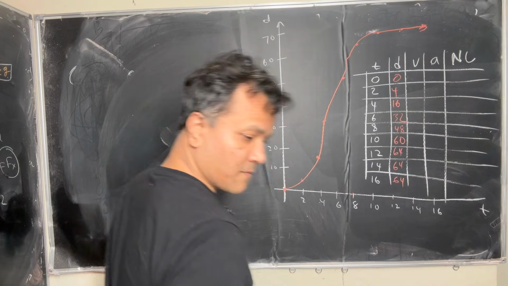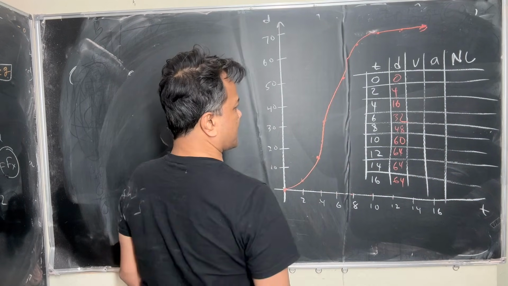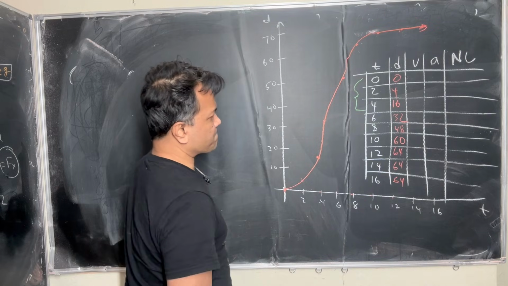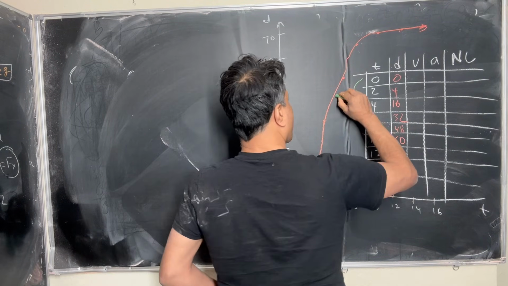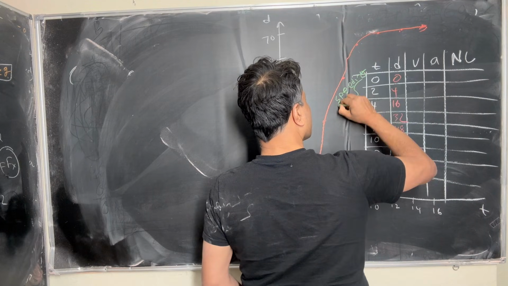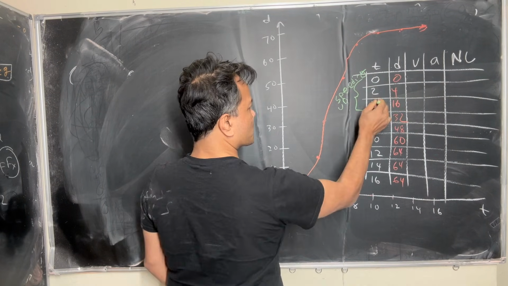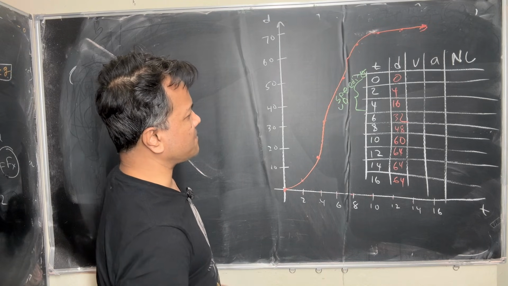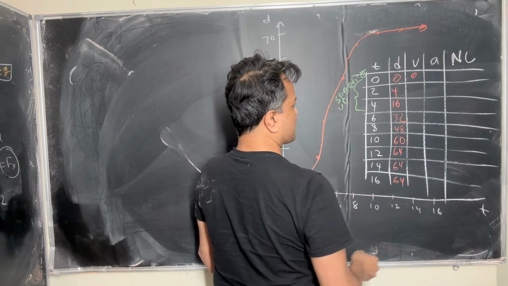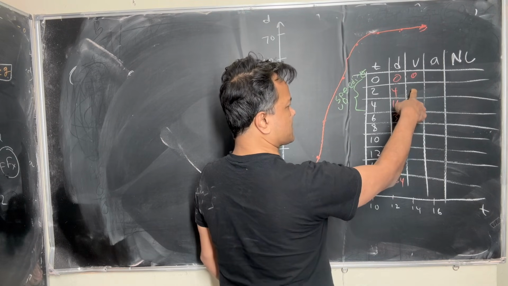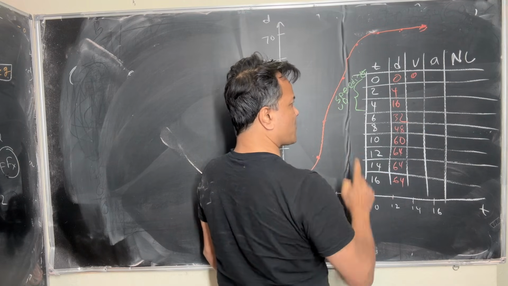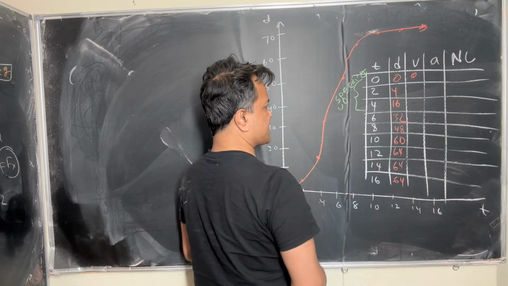Looking at the graph, what I notice is that from 0 to 4 seconds it is speeding up. As you see, 0 to 4 seconds is speeding up. What does that mean? Here velocity is 0. Here velocity is not 0. Here velocity is not 0. So it's speeding up, so we have to find the acceleration.